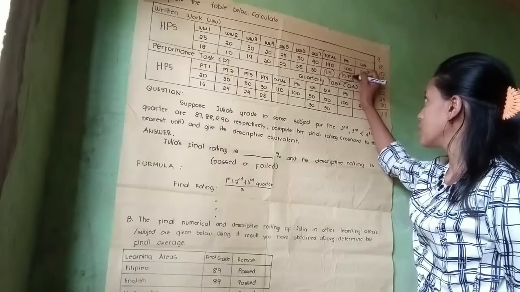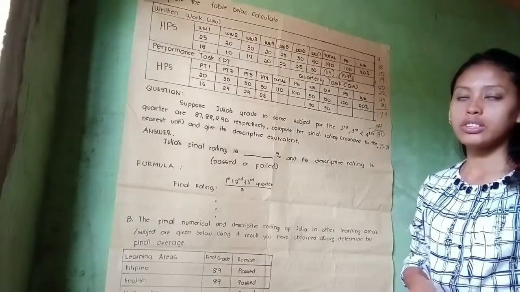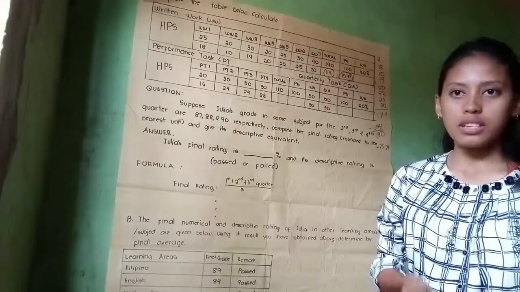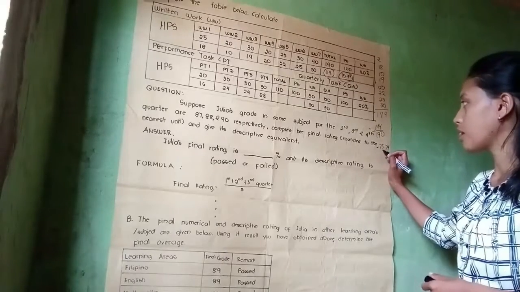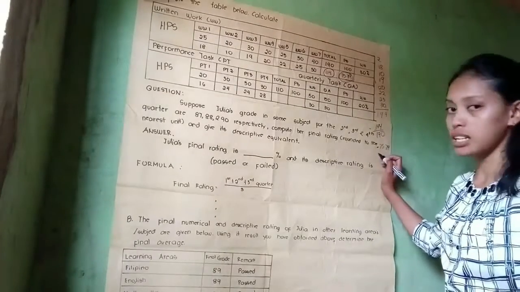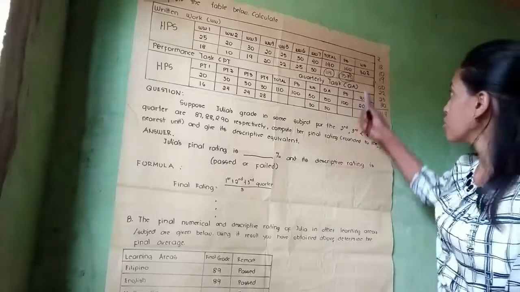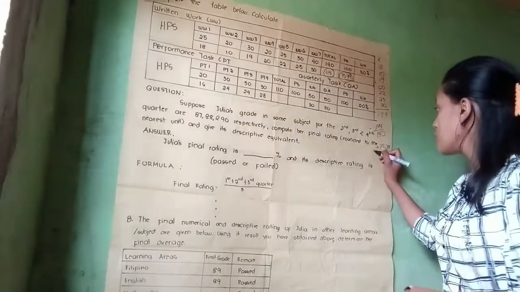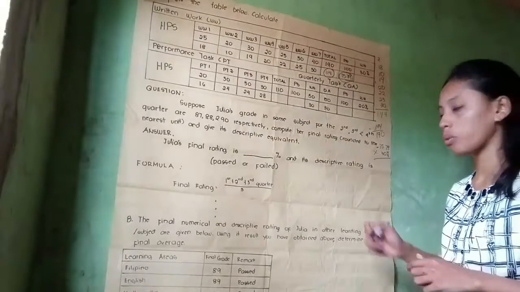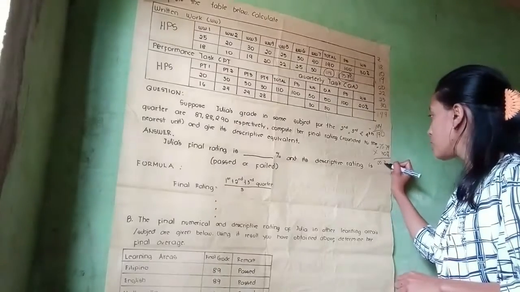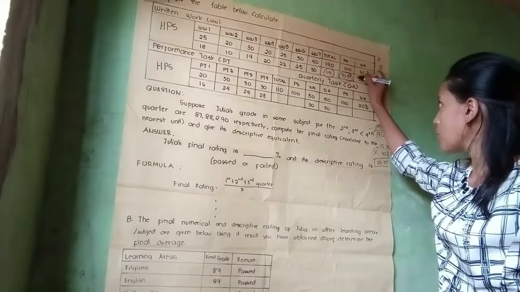And to find the weighted score, we will use the formula: possible score times weight of components. So our possible score is 75.79, and we will multiply this by the weight of components. Our weight of components is 30%, so let's multiply it by 30%. The answer would be 22.74.